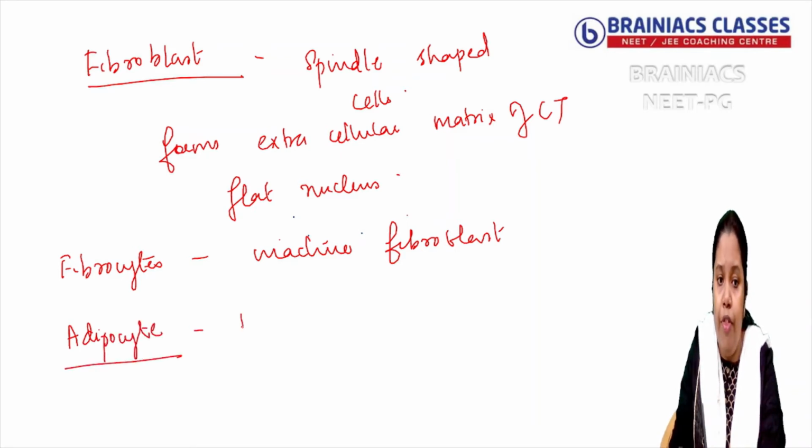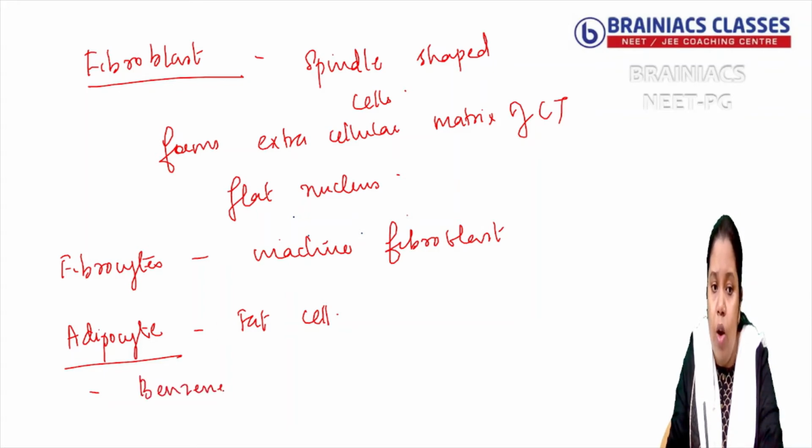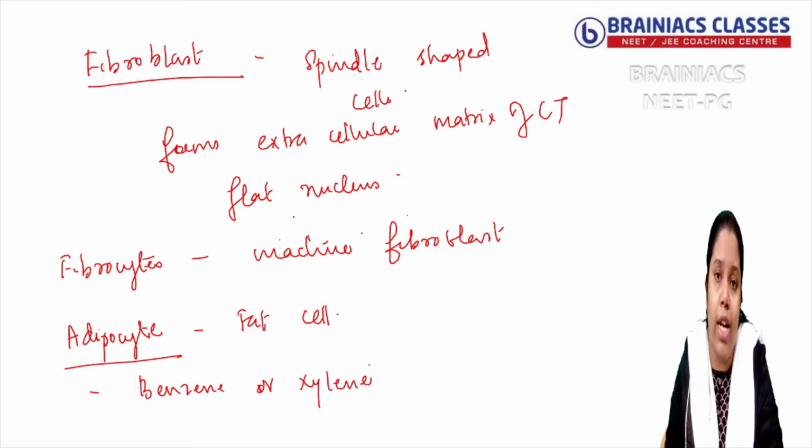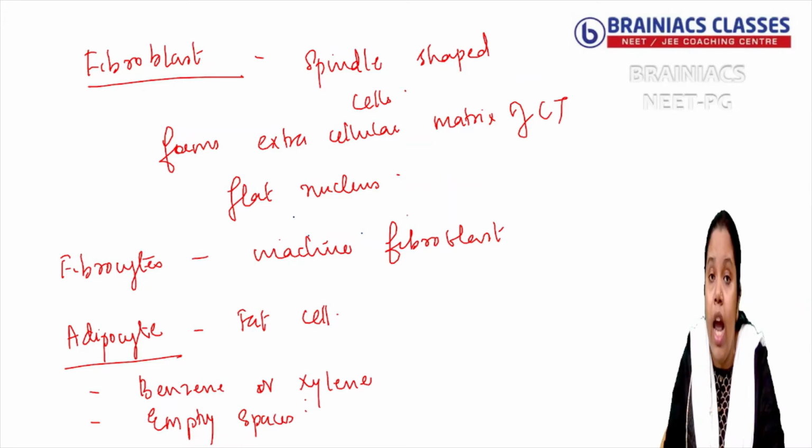Adipocyte, we know it is a fat cell, where the deposition of fat occurs. Since it is deposition of fat, which dye can we use? We can use benzene or xylene. What happens if you use benzene or xylene? The fat will get dissolved and you can see empty spaces. The adipocytes are present as empty spaces.